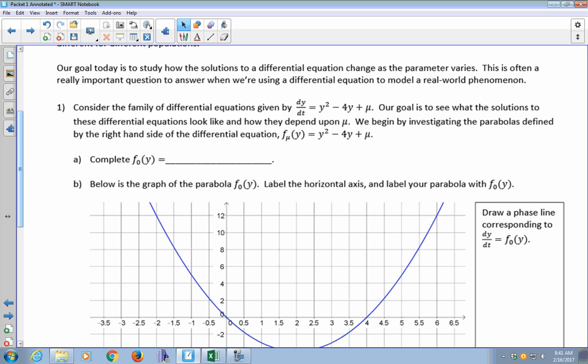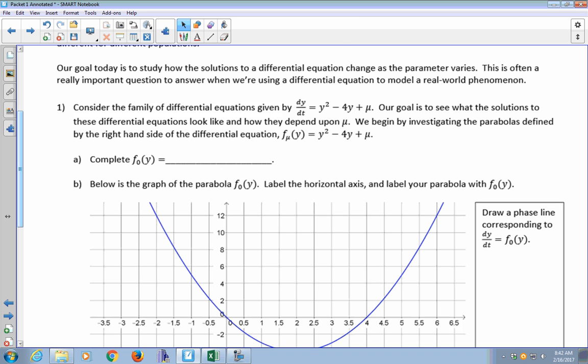Okay, so I've got a whole family of differential equations here. My parameter is mu. Sorry, my independent variable is t, my dependent variable is y, and mu is just some parameter that we're going to play with and see how it changes the solution to the differential equation. So we're just going to look at the parabolas that are given by the right-hand side of that differential equation, y squared minus 4y plus mu.